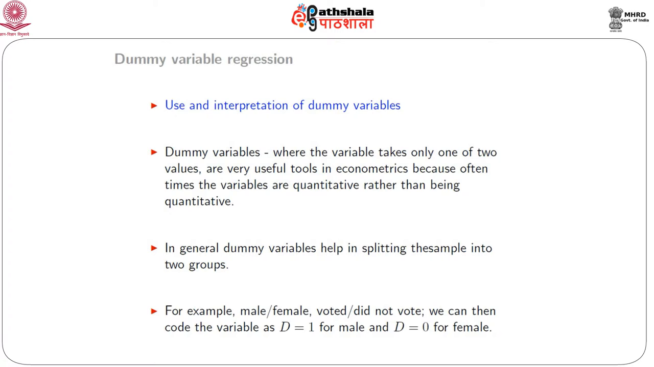Dummy variables are where the variable takes only one of two values. They are very useful in econometrics because oftentimes the variables are qualitative rather than being quantitative. In general, dummy variables help in splitting the sample into two groups. When we have a dummy variable which takes two possible values, which is a dichotomous variable, then it helps us split our sample into two groups. For example, male and female, or those who voted and those who did not, and so on. In such cases, we code our dummy variable accordingly. For example, if the dummy variable is denoted by D, we have D equals 1 for male and 0 for female, or D equals 1 for individuals who have voted and 0 when the individual has not voted.